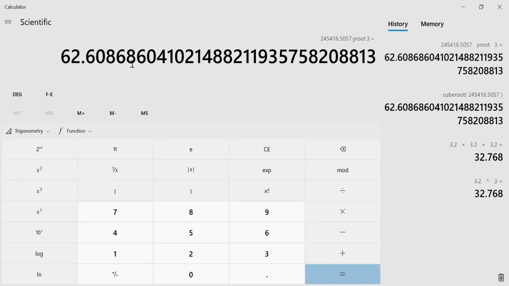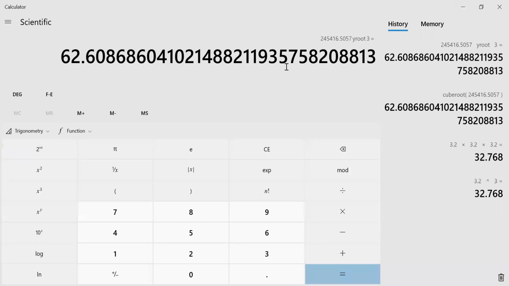Okay. Now, I think it's okay that we round this at this point. So maybe we just go to like 3 decimal spots, right? Because we're still not at our final answer because we want the diameter. So I can go 62.609, right? That is our radius.